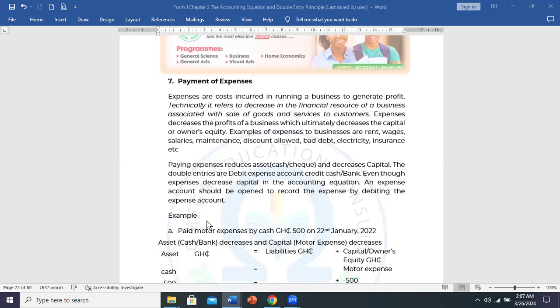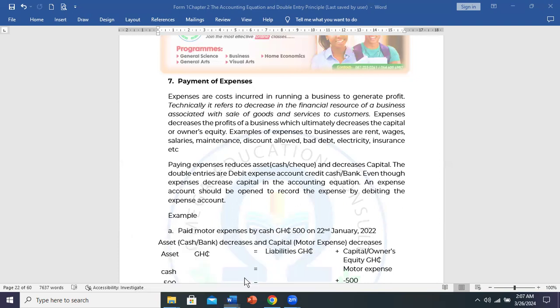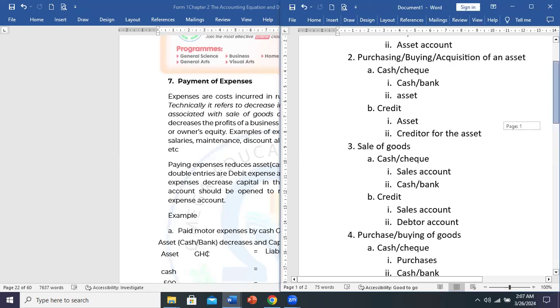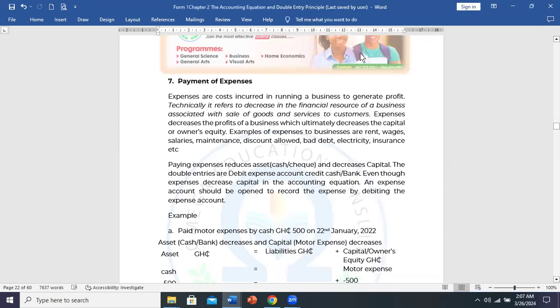Nothing for me. So the remaining transactions, as I've indicated to you, are payment of expense, receipt of income, return inwards, return outwards, and drawings by the owner. But that being said, let me quickly take us back to the things we have discussed so far. Investment by the owner, buying an asset, sale of goods, purchase of goods, acquiring a loan, settling a liability. Good. So payment of expense.